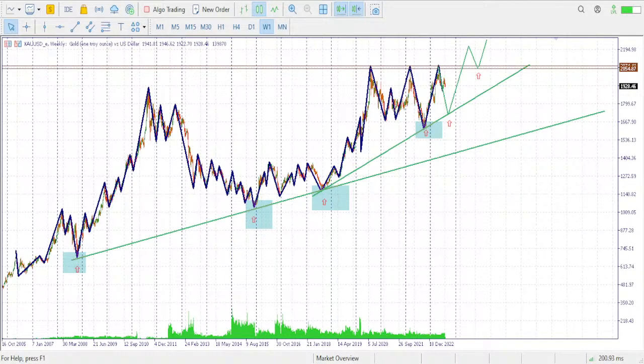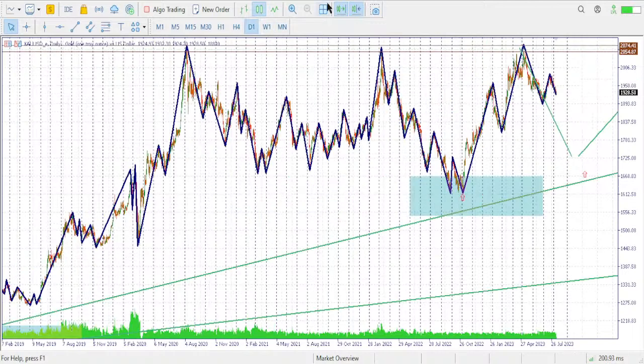Same chart, we're going to look at it on the daily time frame. What is happening on the weekly chart is being translated to what we are seeing on the daily time frame. So we have a very good resistance level. We are looking at a very good resistance level here. You can see we had a resistance, we had a resistance, we had a resistance.